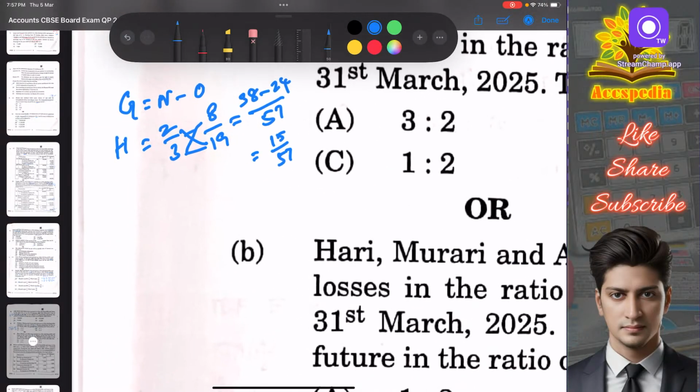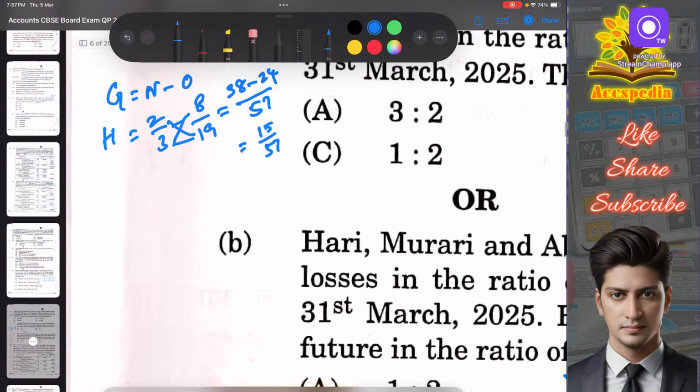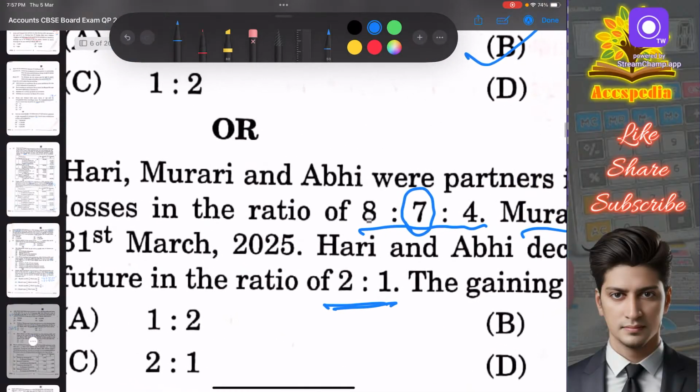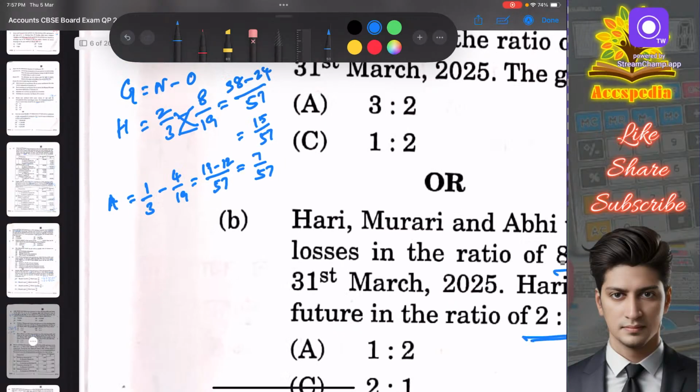Okay, let's wait. Then let's calculate for Abhi. Abhi's new share is 1/3 minus Abhi's old share was 4/19. It is 57, 19 minus 12. So it is 7/57.